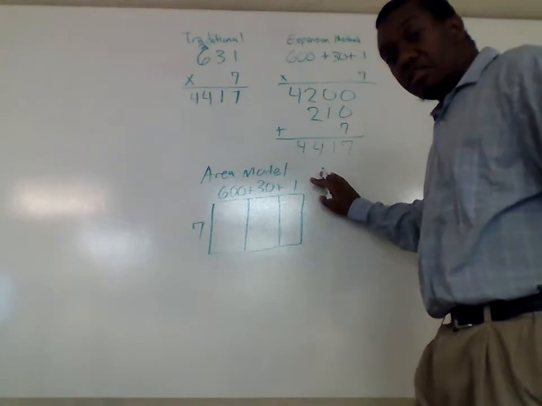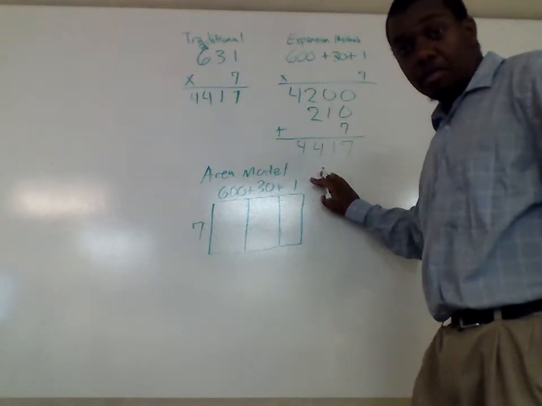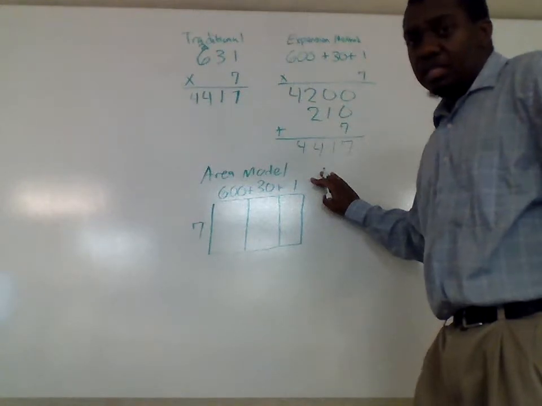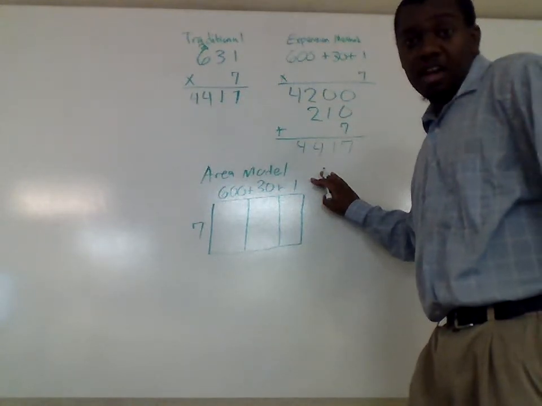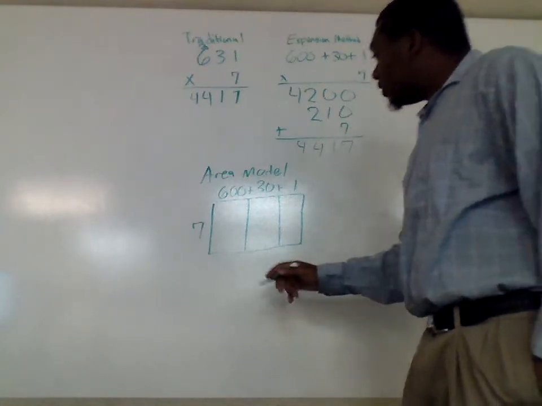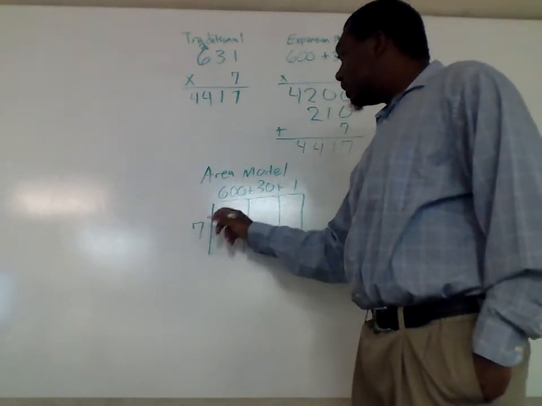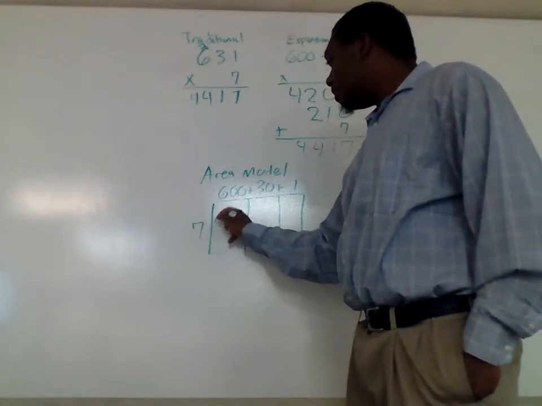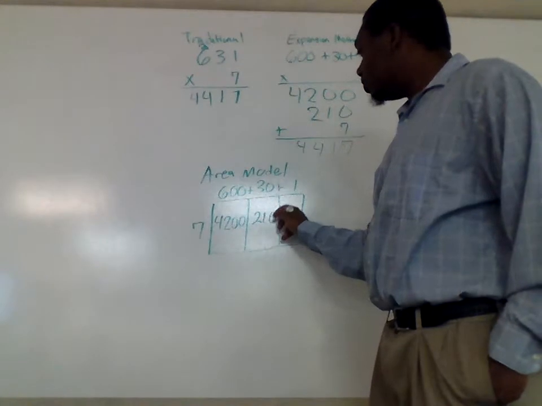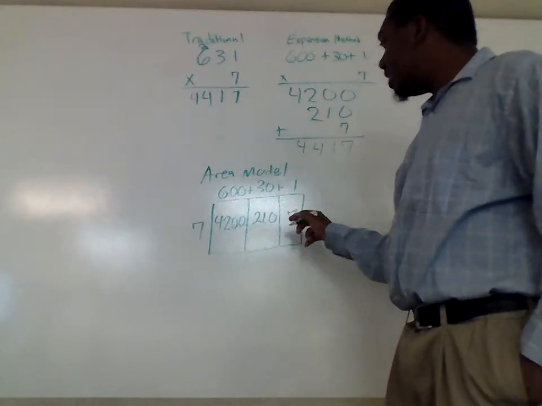Did I have to break it down this way? No. As I said before, with the example of 17, you could change that to be 10 and 7 or 10 plus 5 plus 2, because that may be easier for you. So let's multiply now. 600 times 7 is going to be 4,200. 30 times 7 is going to be 210. And 7 times 1 is 7.